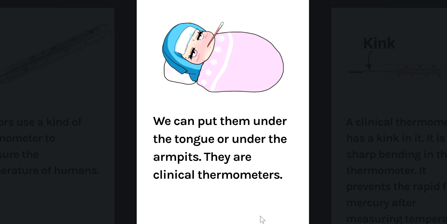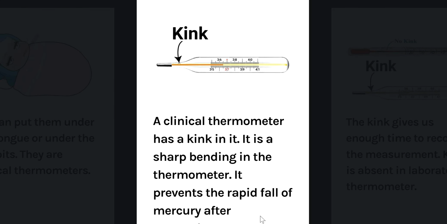How will we use it? We can put them under the tongue or under the armpits. They are clinical thermometers. A clinical thermometer has a kink in it. This kink is called constriction in O levels. What is constriction? We will discuss it later, when we discuss the structure of the thermometer.